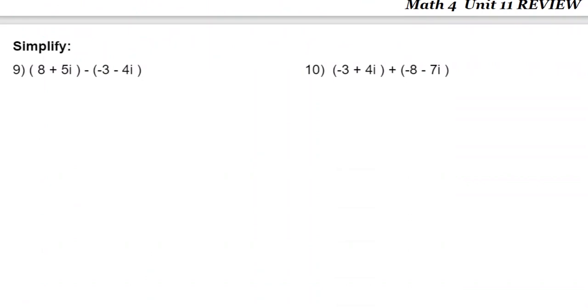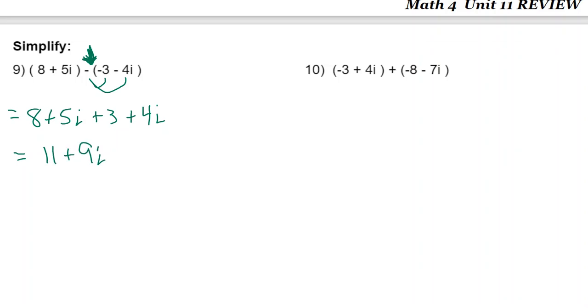Okay, now this one, y'all seem to have a problem on occasion with this guy right here, that distributes on both of them. So this is going to wind up looking like this. And then 8 and 3 make 11, 5i and 4i make 9i. Over here, it's not so much a problem because you're distributing a positive, so it's not really going to change anything. -3, -8 make -11. 4 minus 7i means a -3i.